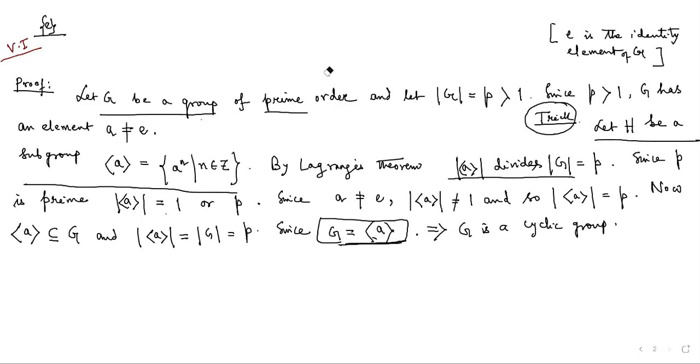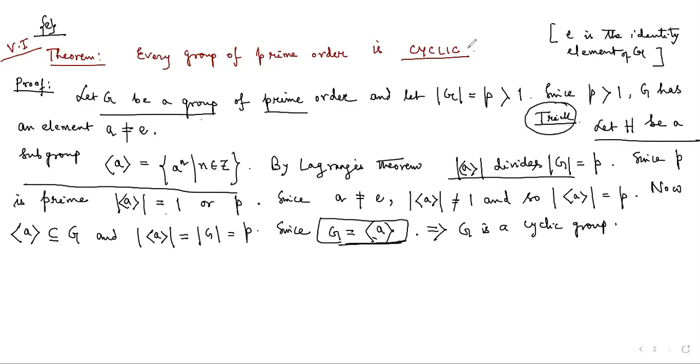So what we have proved in this particular case is a very important result, which I'm going to write right now as the statement of the theorem. So the result is: every group of prime order is cyclic. Every group of prime order is cyclic.